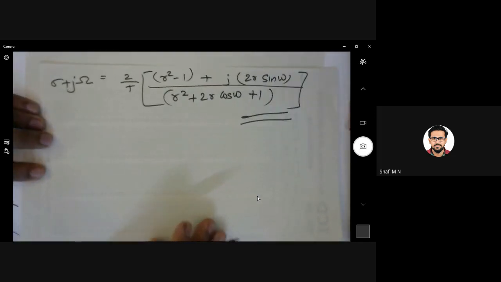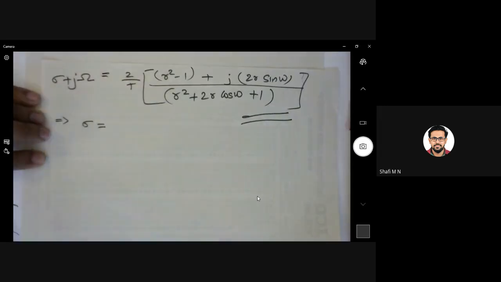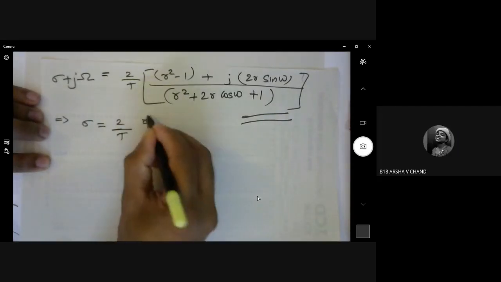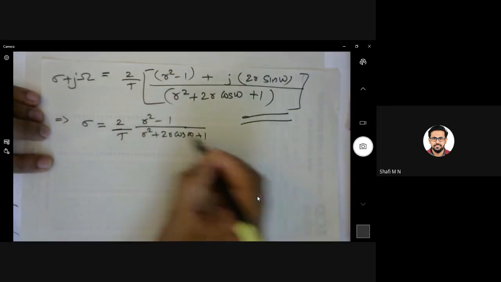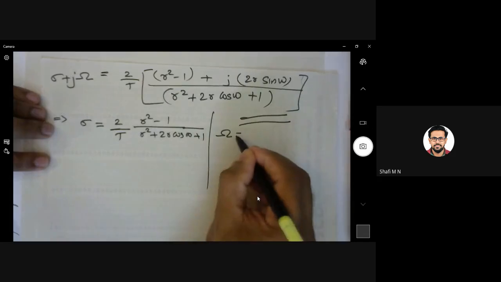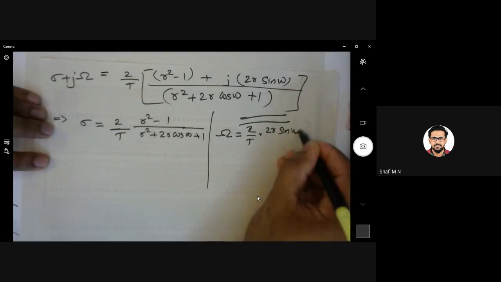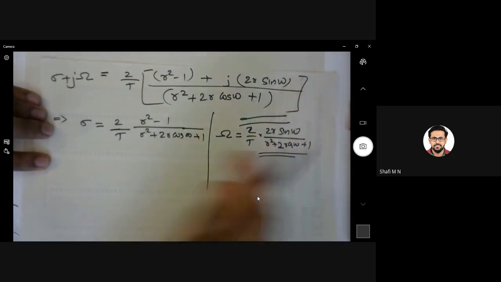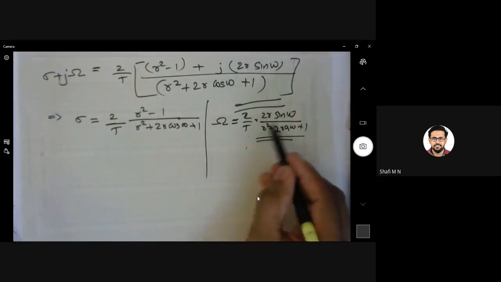Just look at this. What is sigma from this? Tell me the value of sigma. Sigma is 2 by t into r square minus 1 divided by r square plus 2r cos omega plus 1, right? And similarly, what is omega? 2 by t into 2r sin omega divided by r square plus 2r cos omega plus 1. So these are the expressions. See, from this thing you can derive omega is equal to 2 by t tan omega by 2.